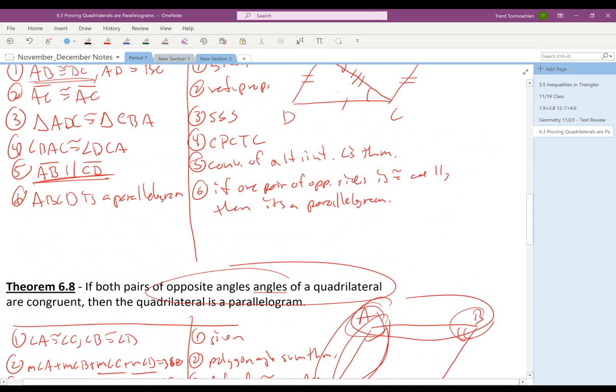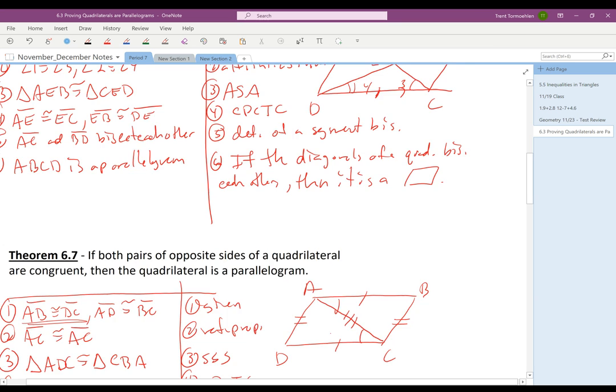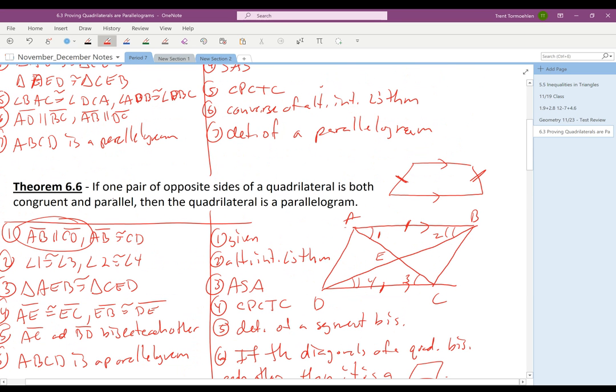Those all are converses of what we know about parallelograms. The fifth one, theorem 6-6, is the one that's a little bit unique, which is if one pair of opposite sides of a quadrilateral is both congruent and parallel, then the quadrilateral is a parallelogram. That one's a little bit harder to remember just because it's not a converse of the theorems we learned about parallelograms.